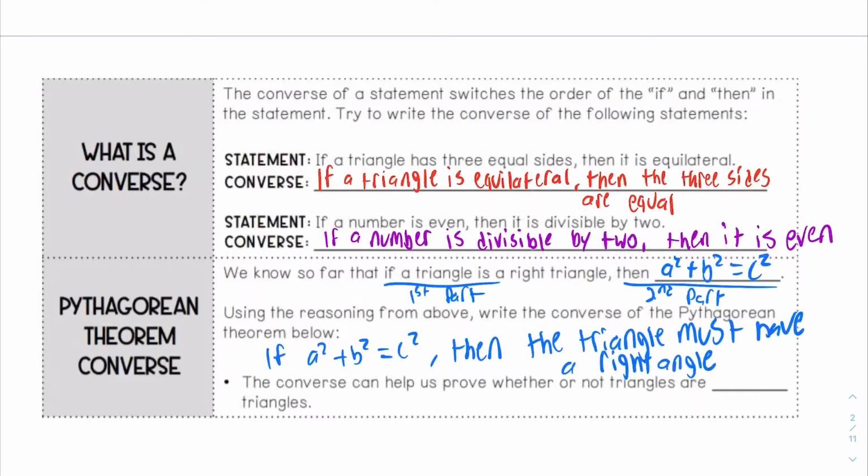Once we've switched this statement and we know that one side proves the other side, then we know that now we have a way to prove if a triangle is a right triangle. Because if the equation works, then of course it has to be a right triangle. The right triangles are the only triangles where that equation works.